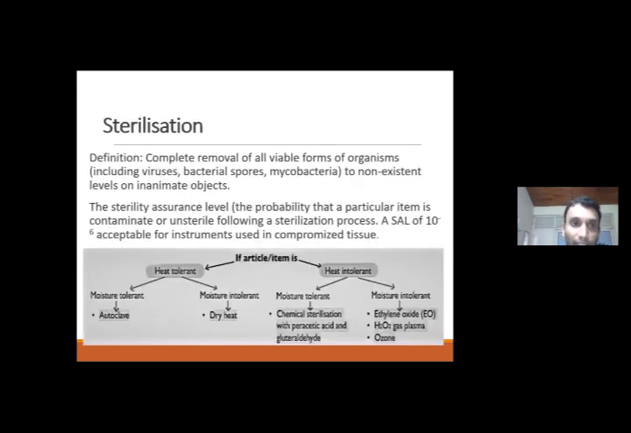Then sterilization: the complete removal of all viable forms of organisms, including viruses, bacterial spores, and mycobacteria, to non-existent levels on inanimate objects.